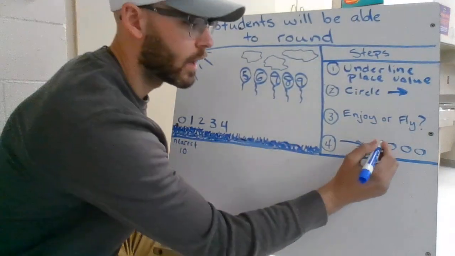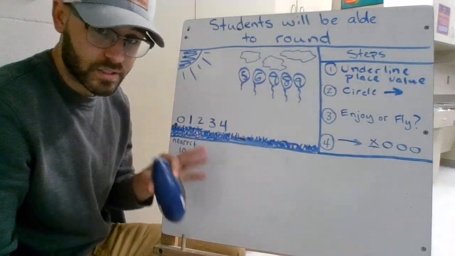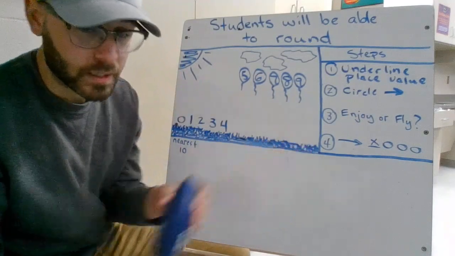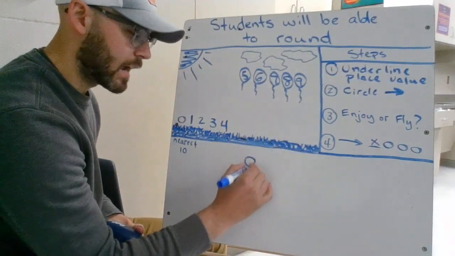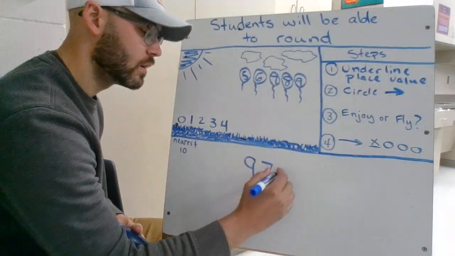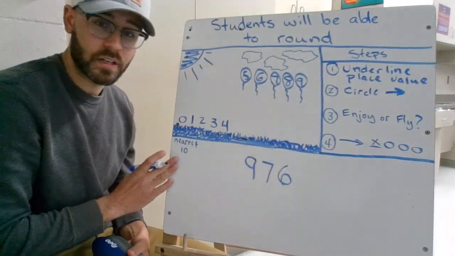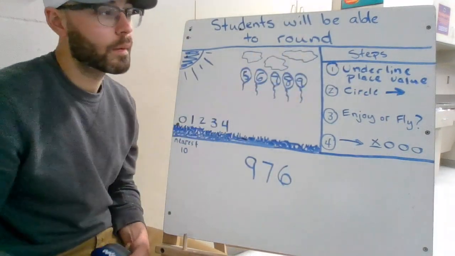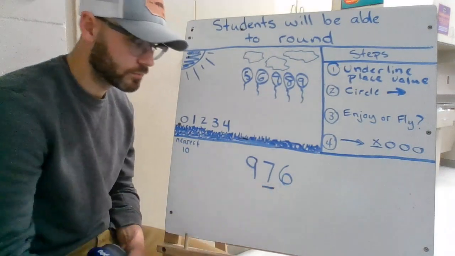Better make that clear. The underlined digit doesn't always become a 0, but it stays the same or flies away, and everything after it becomes a 0. I'm going to do another quick problem. How about 976? If I was once again rounding to the nearest 10, step 1, I underline the place value I'm looking for, which in this case is a 7.